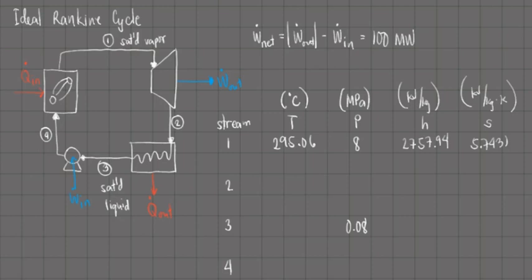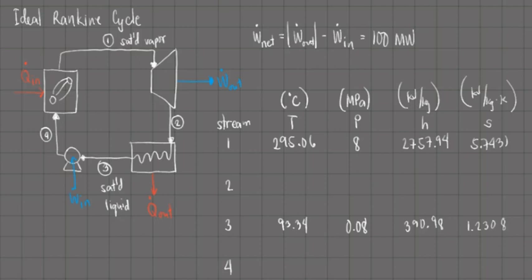Stream 3 exists as a saturated liquid at a pressure of 0.08 megapascals or 80 kilopascals. Under these conditions, our saturation temperature is 93.34 degrees Celsius. Similarly, for specific enthalpy, we have 390.98 kilojoules per kilogram. And finally, for specific entropy, we have 1.2308 kilojoules per kilogram Kelvin. All of these values are determined from the saturated steam tables.